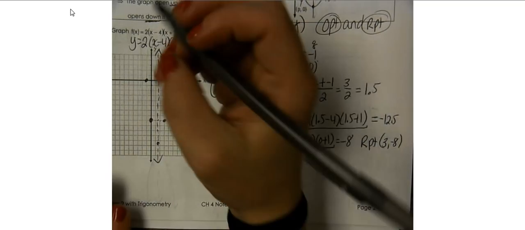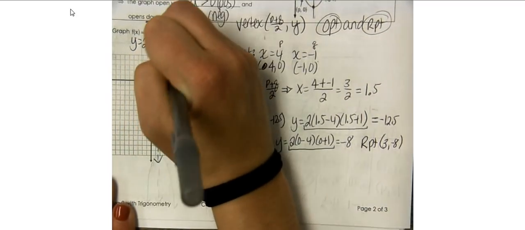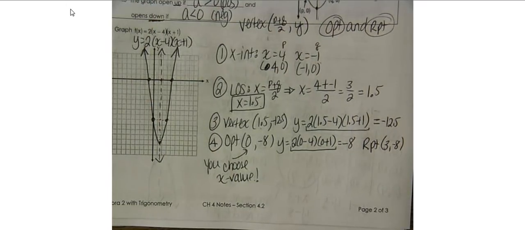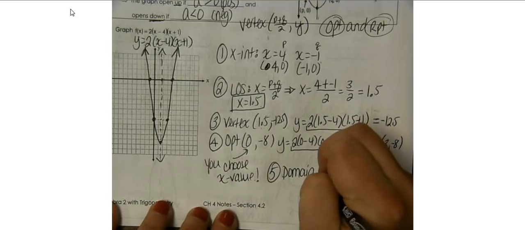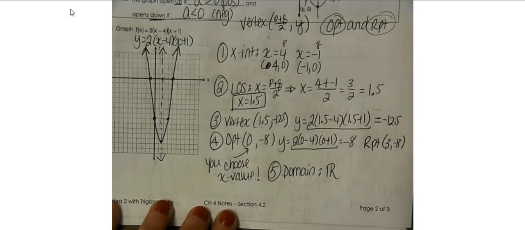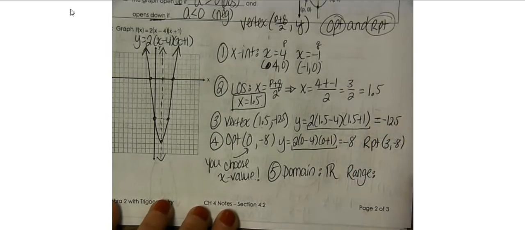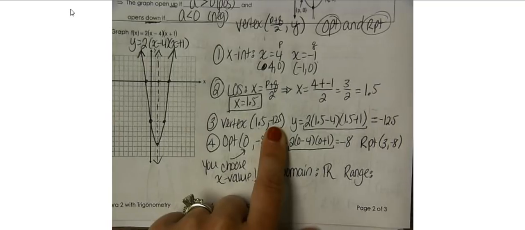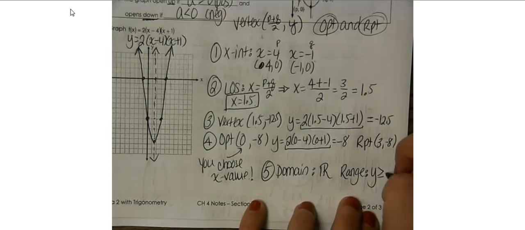There's my reflection point. I have 5 points, so I'm going to draw a smooth curve going through these points with arrows at both ends. And the last thing I need to identify is my domain and range. So my domain, that's easy. It's always going to be all real numbers. I can always square any number. My range is going to be based on the y part of my vertex. So since the y part of my vertex is -12.5 and my parabola is pointing up, this is going to be y is greater than or equal to -12.5.